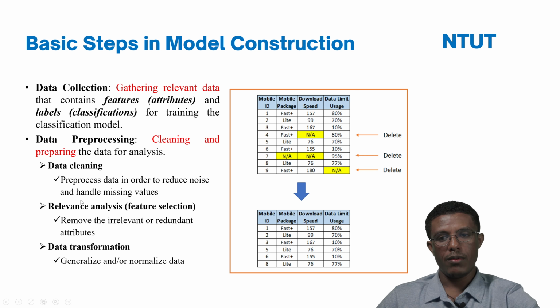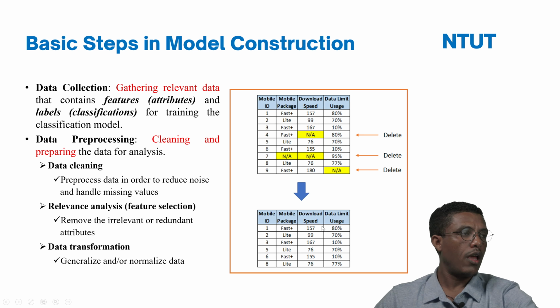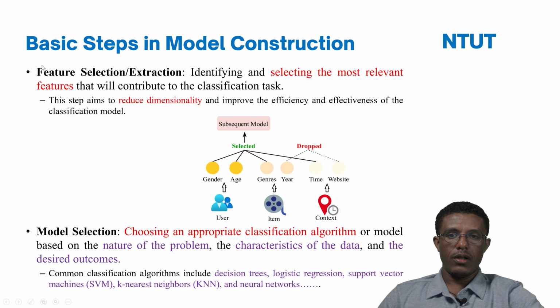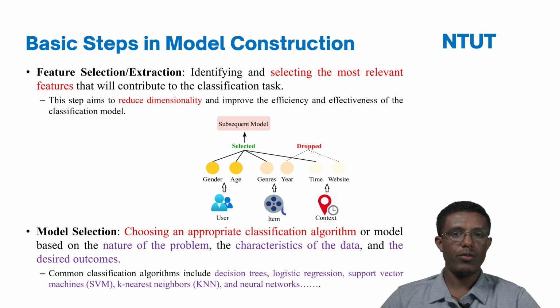But maybe the other steps, data cleaning and data labeling, can be done before coding, where we can adjust the data in Excel or CSV formats, and this part can be done in the coding part. So the next step is feature selection and extraction: identify and select the most relevant features that will contribute to the classification task.